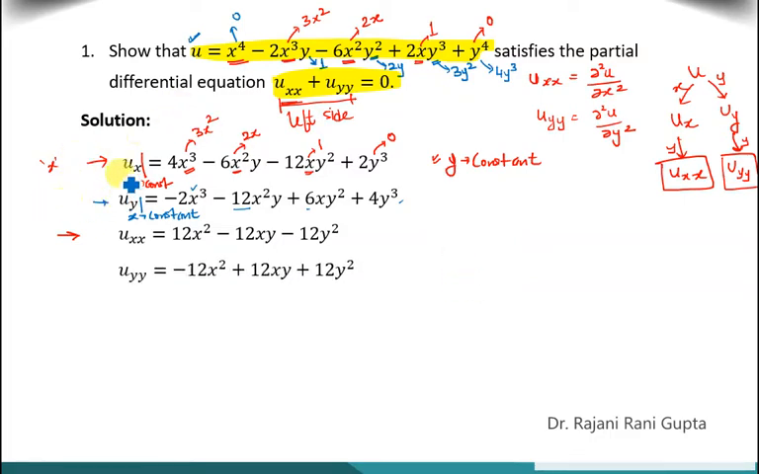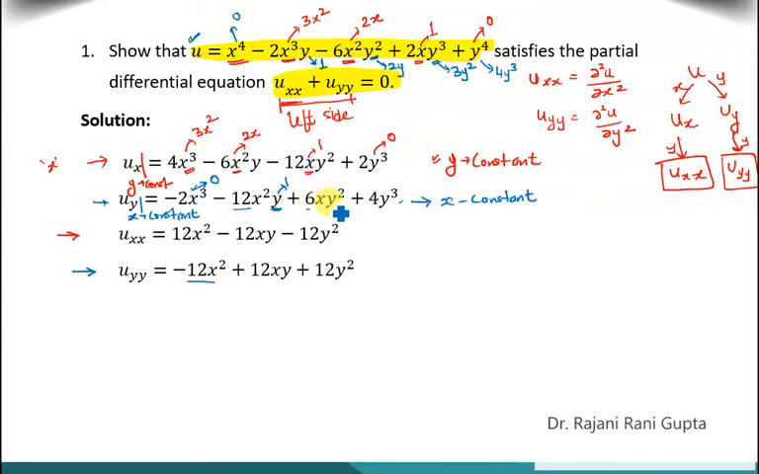Now we need to find the second derivative. So to find the second partial derivative with respect to y, we differentiate this term by considering x as a constant. So now look at the first term. We have minus 2x power 3. All are constant, so it becomes 0. Here the derivative of y is 1, so we are left with minus 12x square. It gives you this term.